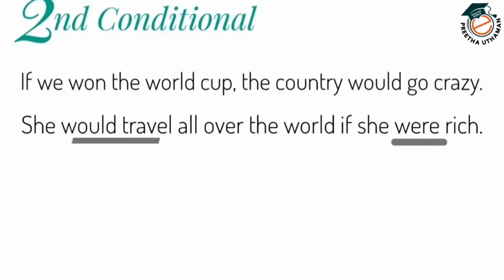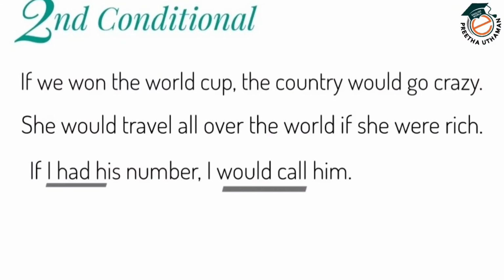She would travel all over the world if she were rich. We can write this type of sentence in all the conditionals. If she were rich, she would travel all over the world, but there's no comma. If I had his number, I would call him. But do I have his number? No. So, imagining that the present situation is different.